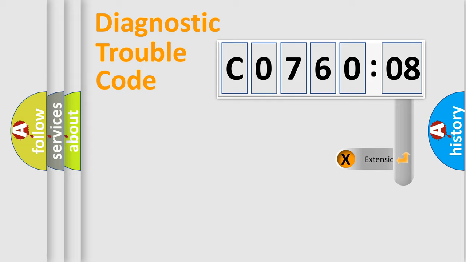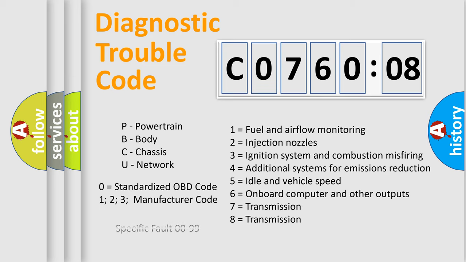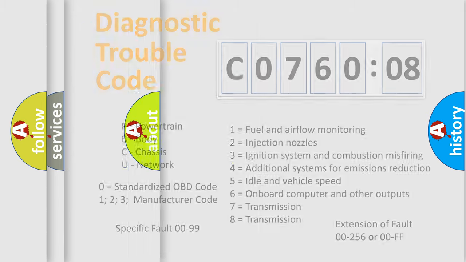The add-on to the error code serves to specify the status in more detail, for example, a short to the ground. Let's not forget that such a division is valid only if the other character of the code is expressed by the number zero.